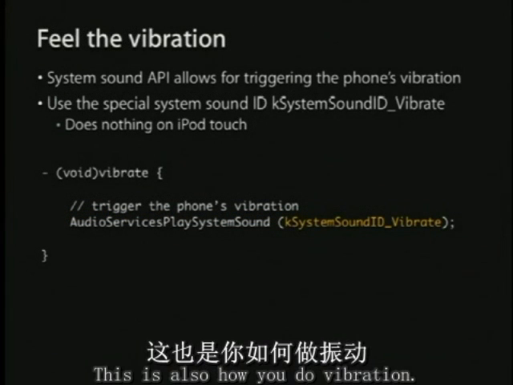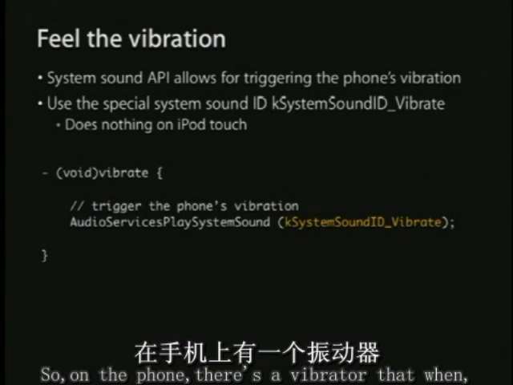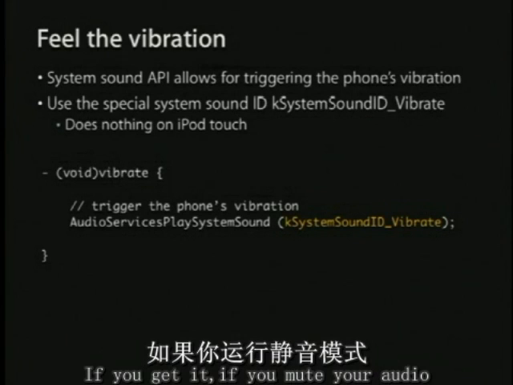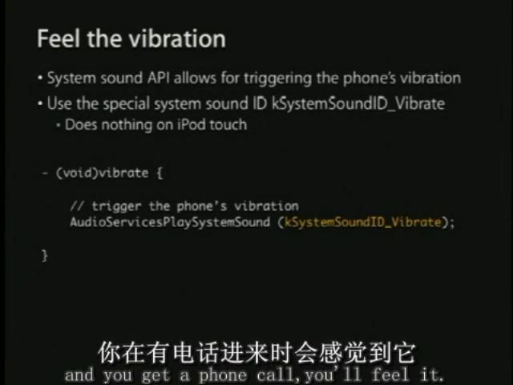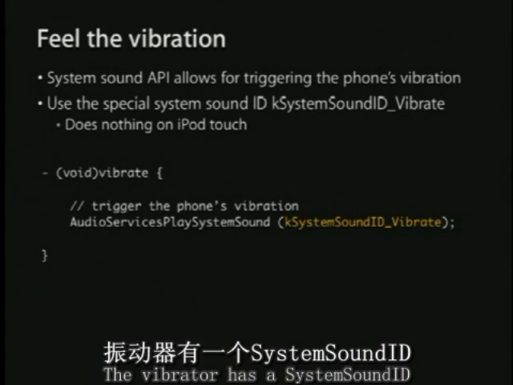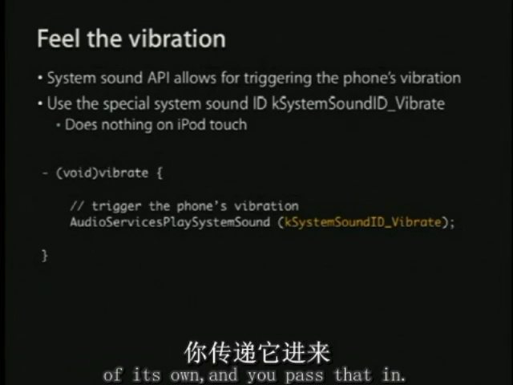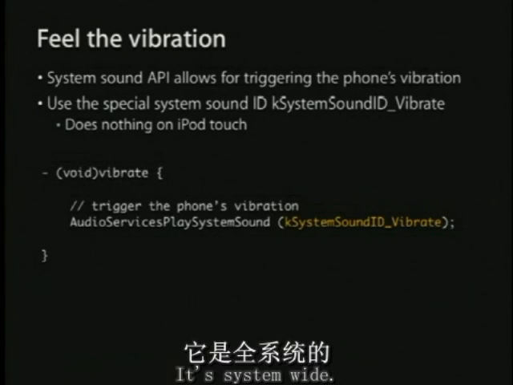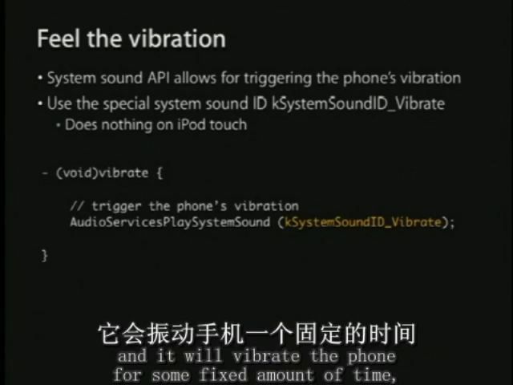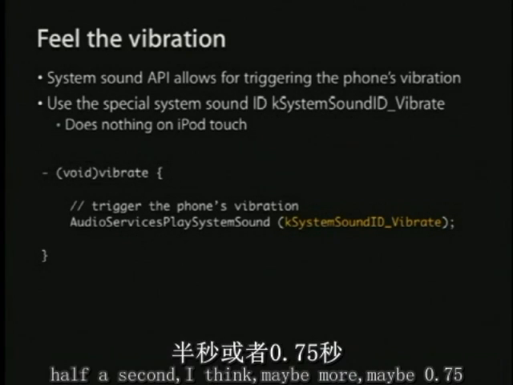This is also how you do vibration. So on the phone, there's a vibrator. If you toggle the ringer switch, you'll feel it. If you mute your audio and you get a phone call, you'll feel it. You can actually trigger this programmatically as well. The vibrator has a system sound ID of its own, and it's system-wide. You pass that into AudioServicesPlaySystemSound, and it'll vibrate the phone for some fixed amount of time, half a second, I think, maybe more, maybe 0.75 or something like that.